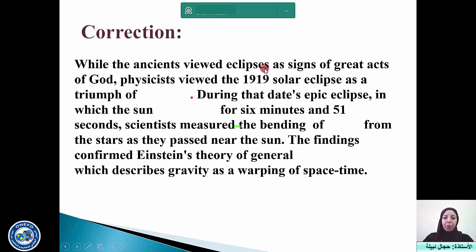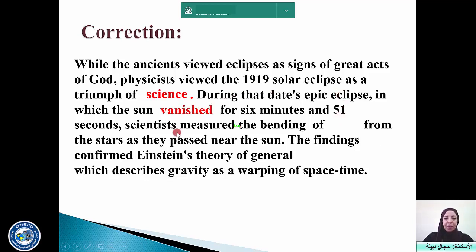While the ancients viewed eclipses as signs of great acts of God, physicists viewed the 1919 solar eclipse as a triumph of science, of course. Okay? During that date's epic eclipse, in which the sun vanished, because during the eclipse, the sun does not rise, it vanished. And it is about the past, okay? And the first verb, rise, is in the present, so it doesn't work.